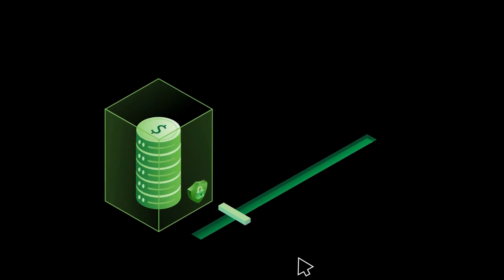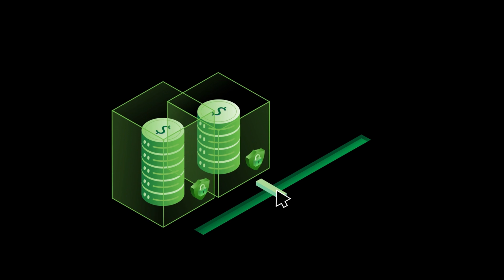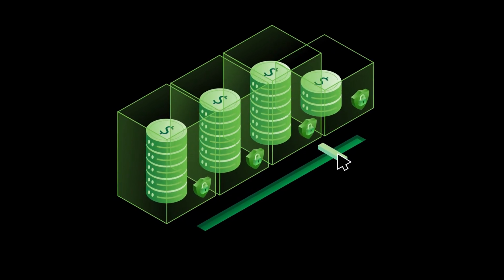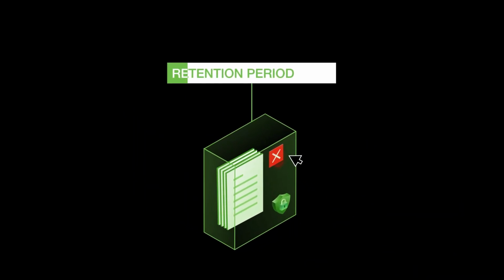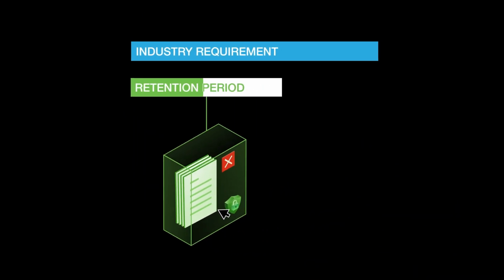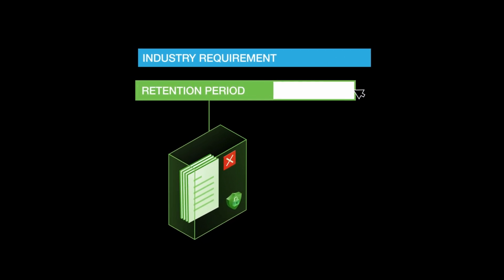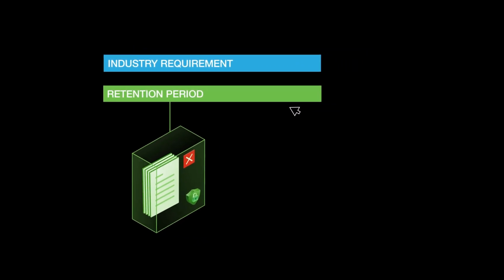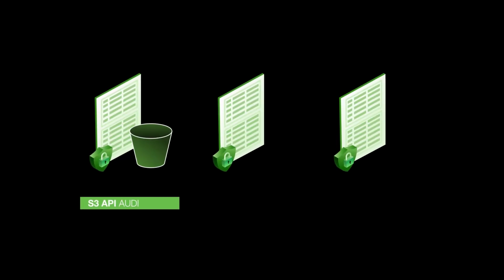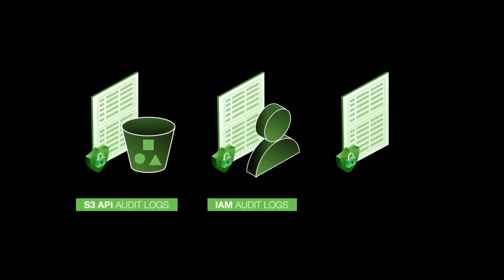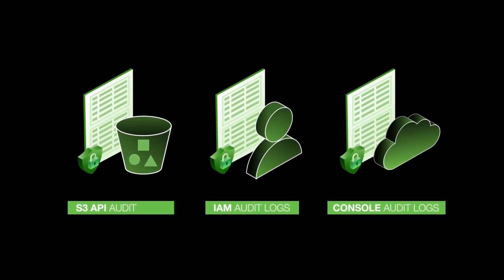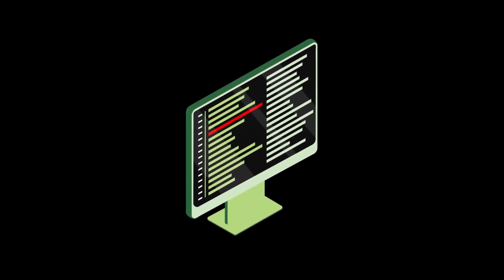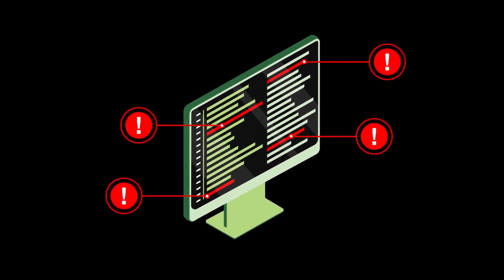This means enterprises can take advantage of Lyve Cloud's simple, capacity-based pricing and world-class security features while paying only for the storage they use. Defined retention periods protect data from unwanted changes or deletions, and can be configured to align with retention periods that are mandated by industry-specific requirements. Additionally, three kinds of audit logs, S3 API audit logs, IAM audit logs, and console audit logs, provide detailed records of activities in the Lyve Cloud console. These time-stamped audit logs can be used to prove compliance and track suspicious activity, providing detailed information about events and who or what caused them.